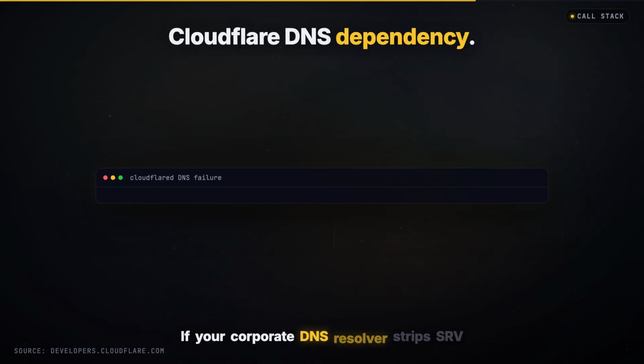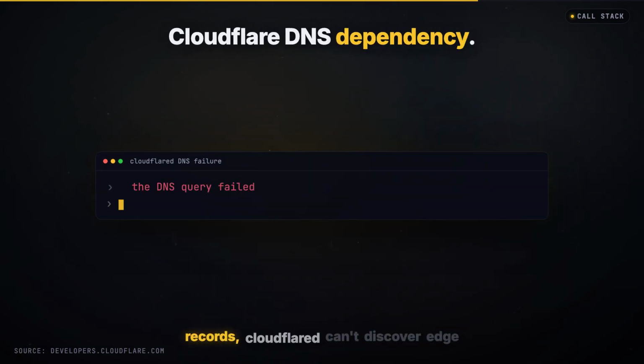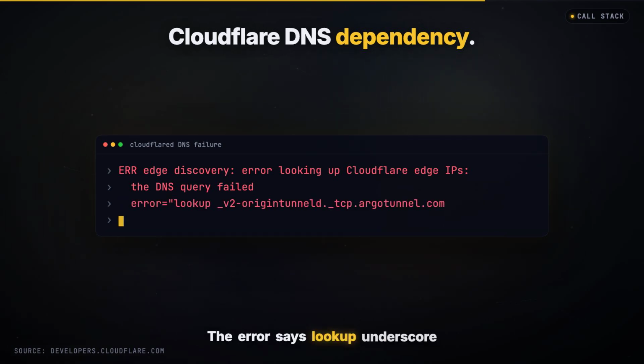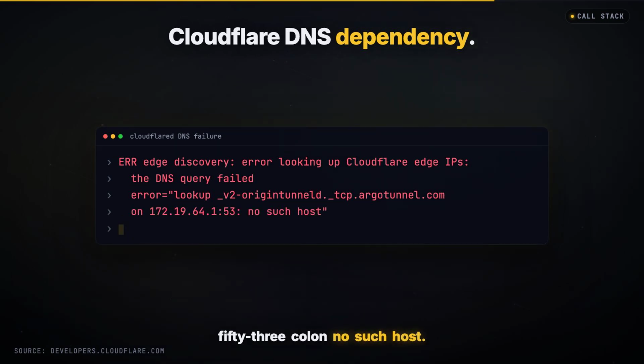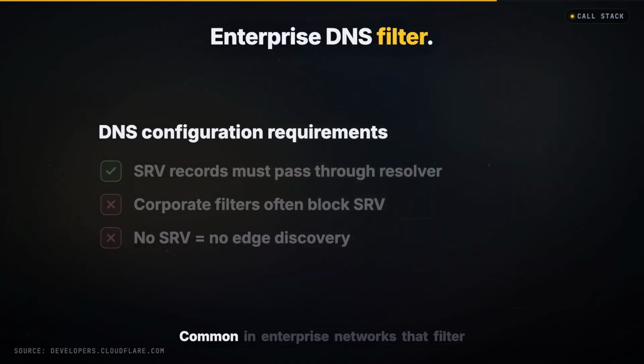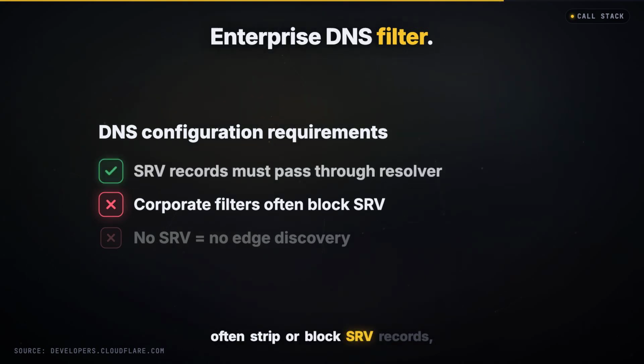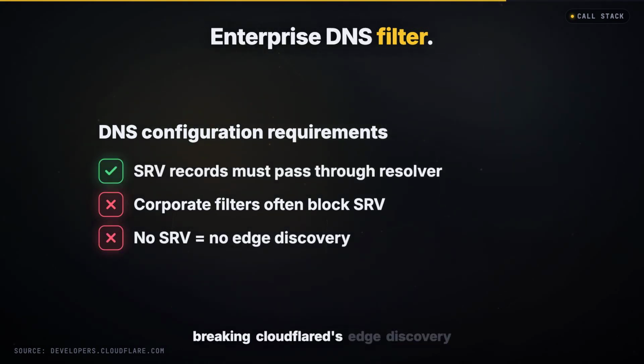If your corporate DNS resolver strips SRV records, Cloudflare can't discover edge IPs. You'll see a DNS query failed error. The error says lookup_v2 origin tunneled ._tcp.argotunnel.com on your resolver 53: no such host. Common in enterprise networks that filter DNS record types. Corporate resolvers often strip or block SRV records, breaking Cloudflare's edge discovery mechanism.